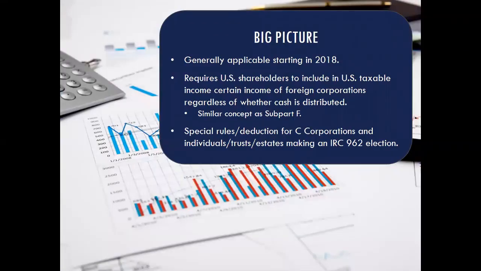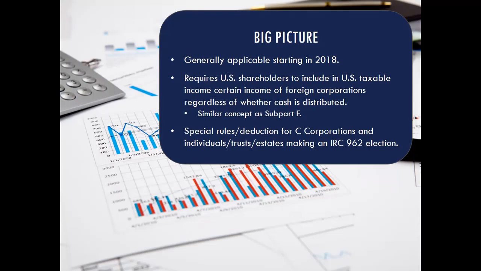Really the big picture for GILTI is that it more or less starts in 2018. Technically, it starts with CFCs whose year ends begin after 12/31/2017. But GILTI for a lot of calendar year taxpayers will apply in 2018. It applies to US shareholders who have an interest, obviously, in a foreign corporation, especially when that foreign corporation has taxable income.